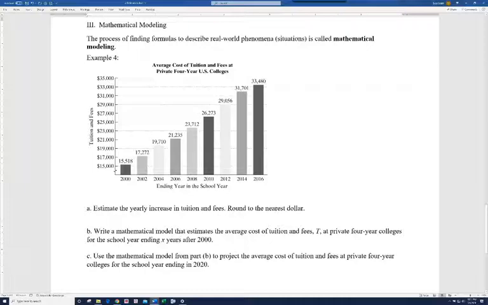All right, let's look at this graph here. The process of finding formulas to describe real world phenomena or situations is called mathematical modeling. Again, we're starting real basic here. So it says this chart gives us the average cost of tuition and fees at private four-year U.S. colleges. So in A, it says estimate the yearly increase in tuition and fees, round to the nearest dollar.